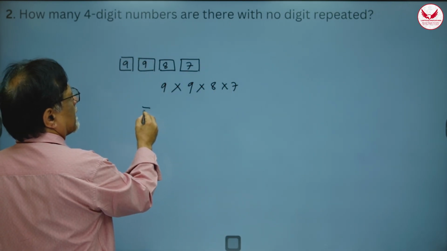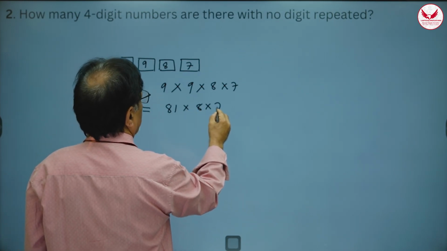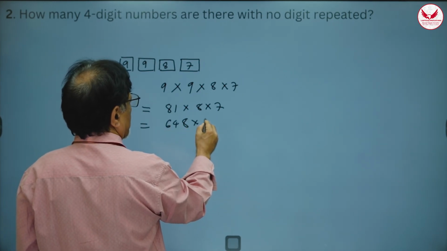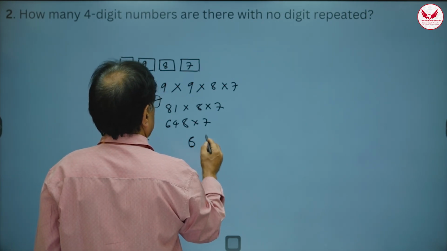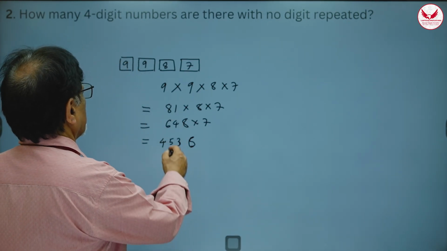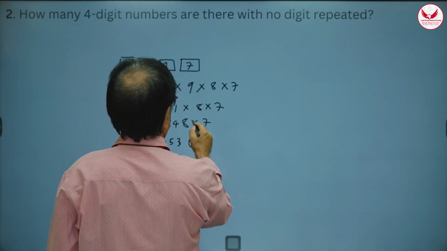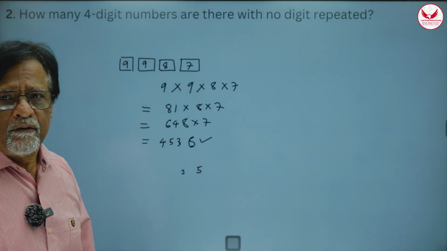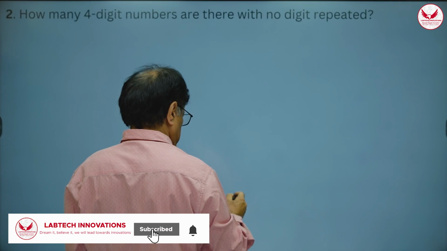Okay. So that amounts to 81 multiplied by 8 multiplied by 7, which gives me 648 multiplied by 7, that gives me 4536. Okay. So this is how the answer is. I will repeat it. I will check again. This is okay. So this is correct. The answer is correct. Okay. Fine. Nice. So now let's go to the next problem.